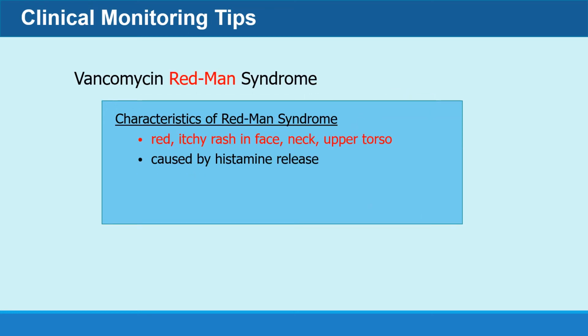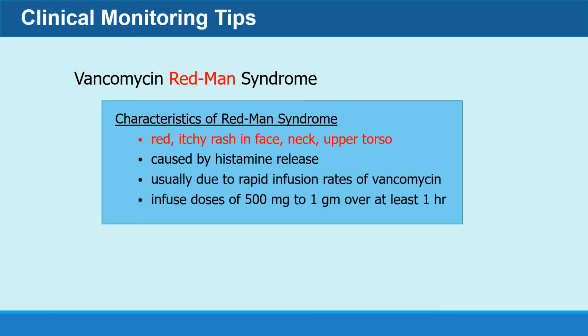Vancomycin can cause what is known as red man syndrome. The characteristics of this syndrome is a red, itchy rash in the face, neck, or upper torso. It's caused by histamine release. It's usually due to a rapid infusion rate of vancomycin, and so it's important to infuse doses of 500 milligrams to 1 gram over at least 1 hour.